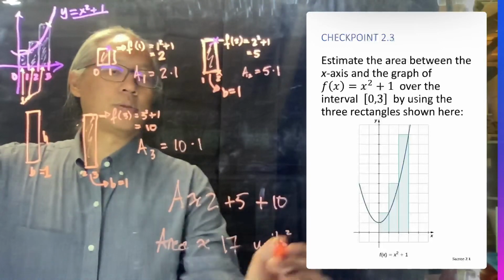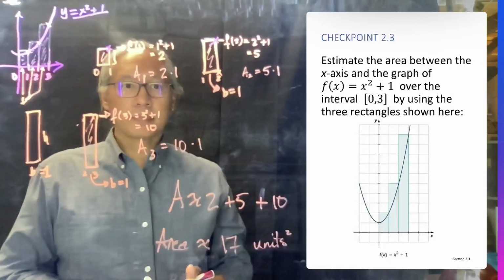square units. All right. Okay, I hope that helps.